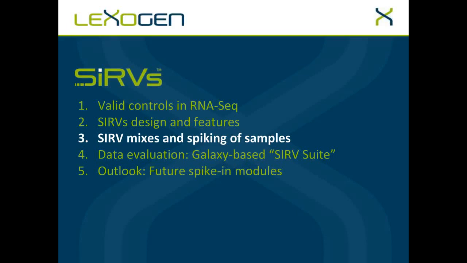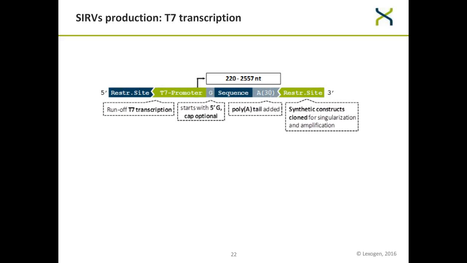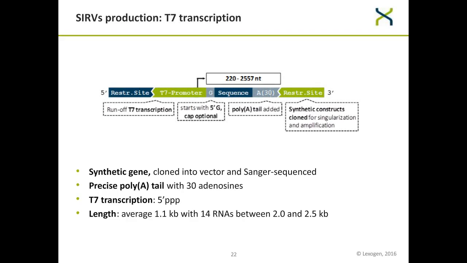So now that we have defined the SERVs, we want to mix and spike them. But first we have to produce them. We produce them as T7 transcripts. So you see here a gene cassette that's cloned into a vector, and of course it's all sequenced and sequence verified. Because of the T7 transcription, all our RNAs have a triphosphate at the 5' end, and we have hard encoded certain nucleotides at the poly-A tail.